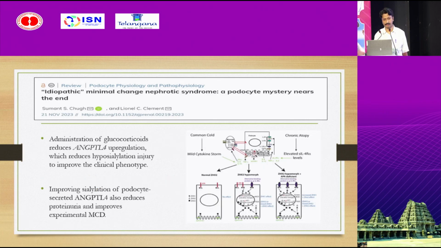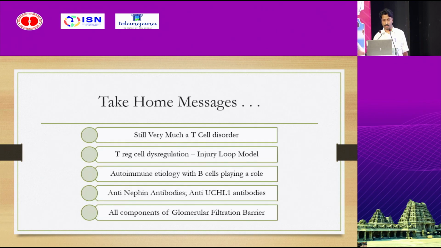So coming to the take-home messages, as of now, minimal change disease is still very much a T-cell disorder, and T-cell dysregulation has been the crux of MCD pathogenesis till now, as explained in the injury loop model. The autoimmune etiology with B cells playing a role and autoantibodies like anti-nephrin and anti-UCHL1 antibodies need further elaboration. And this is not a disease affecting the podocytes alone. This affects all the components of the glomerular filtration barrier.